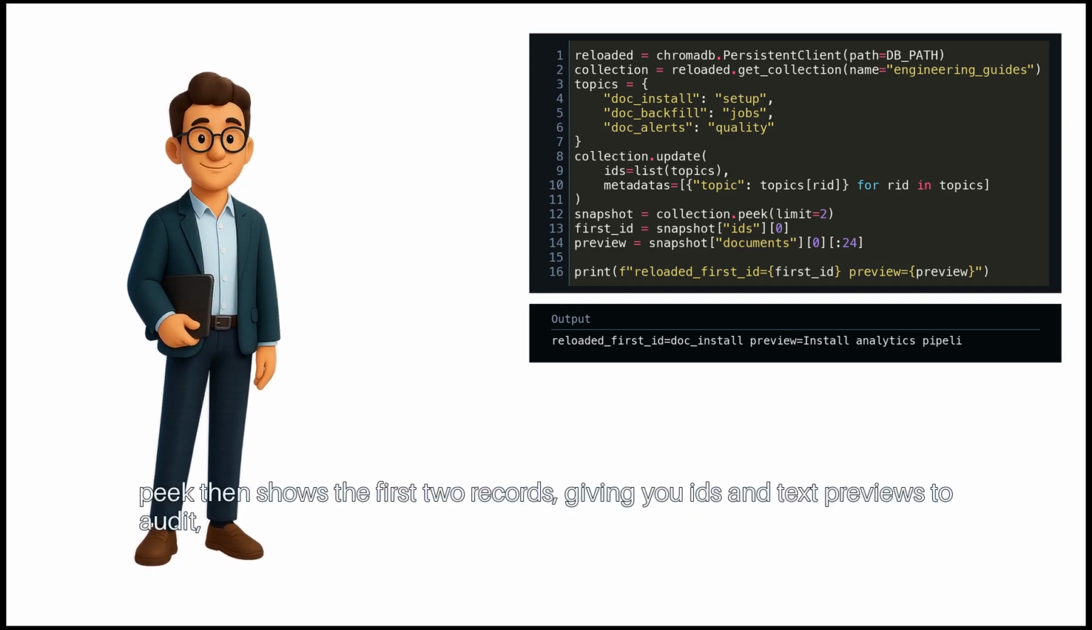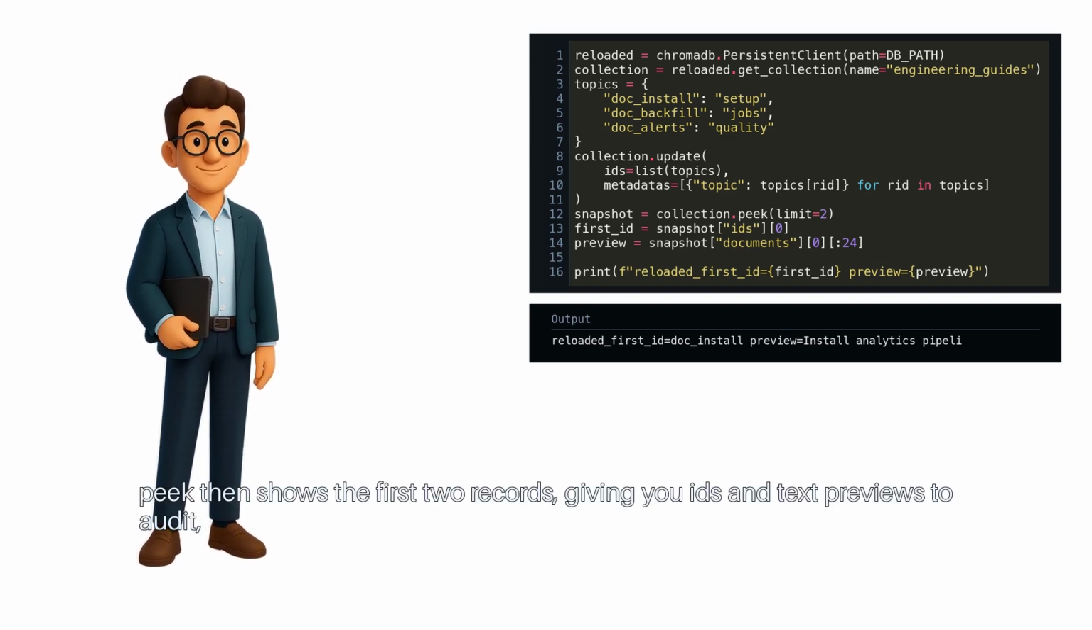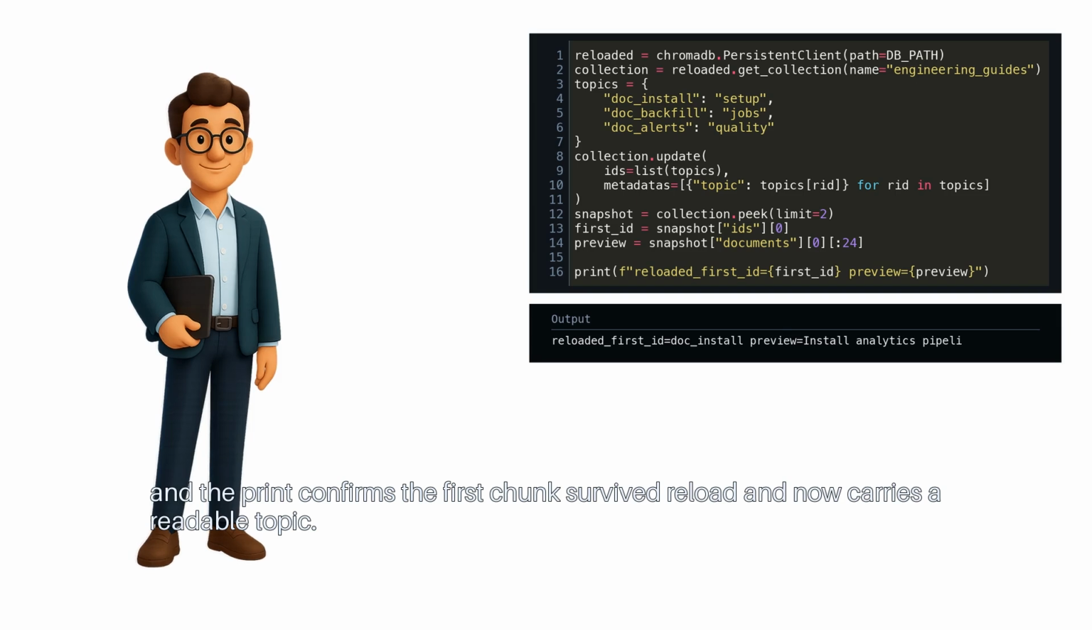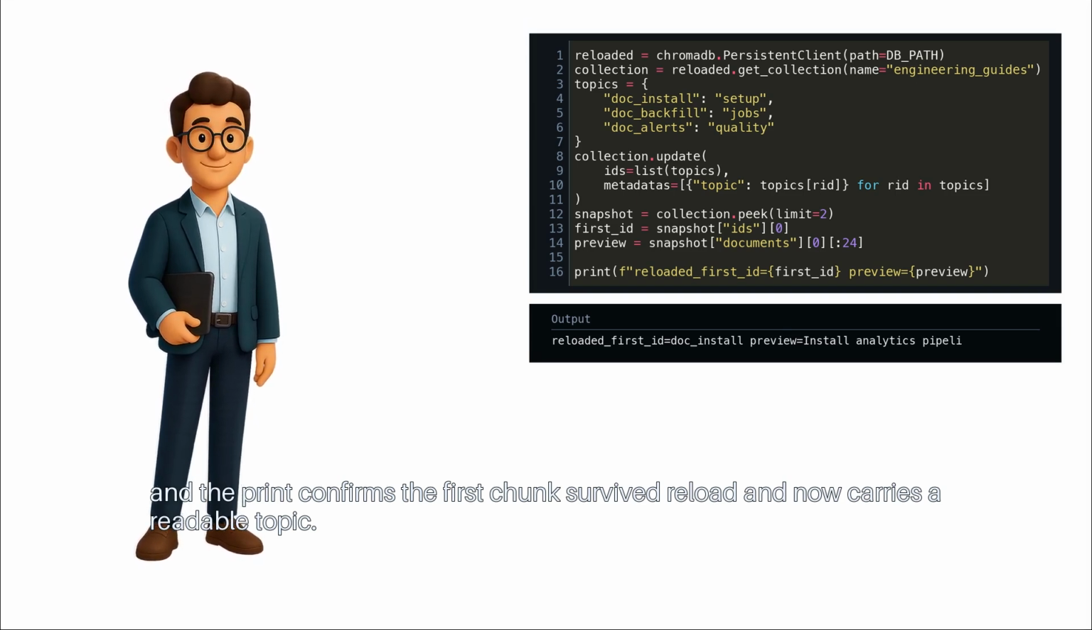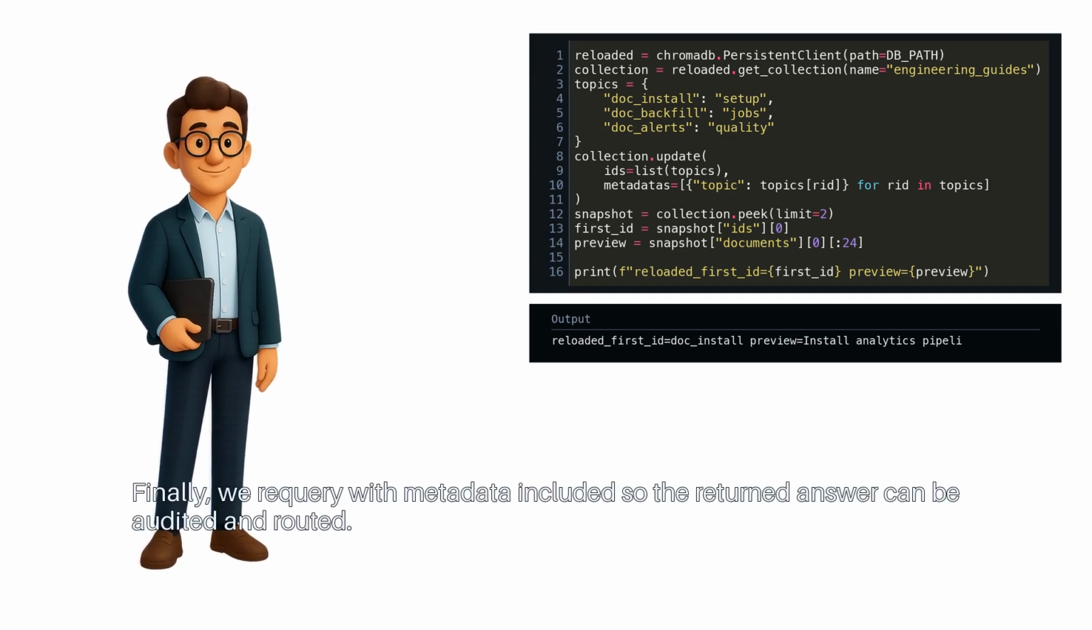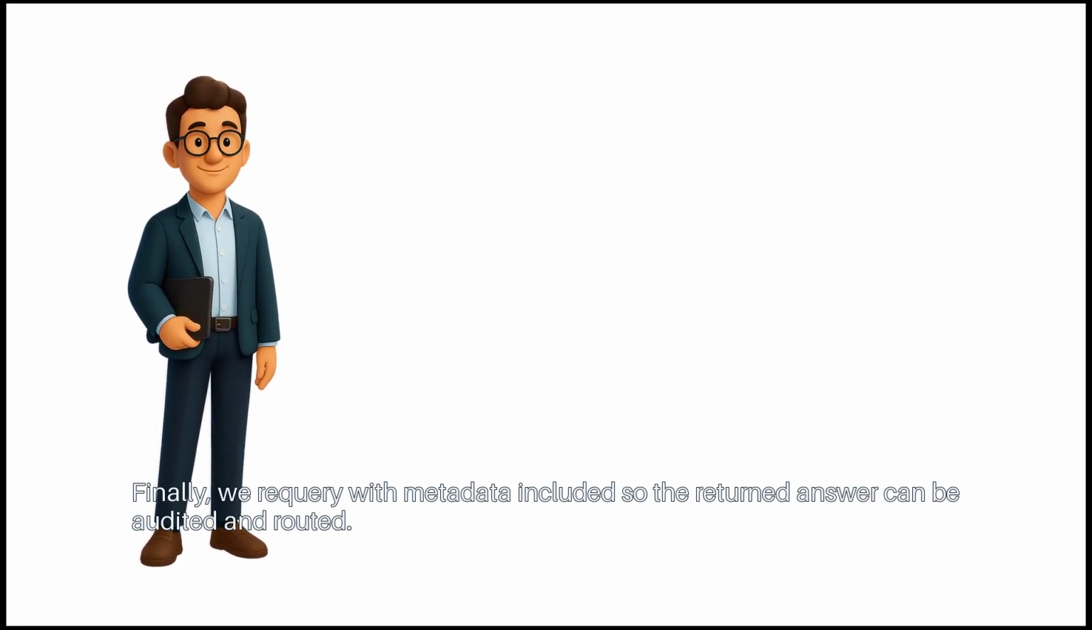Peek then shows the first two records, giving you IDs and text previews to audit. And the print confirms the first chunk survived reload, and now carries a readable topic. Finally, we requery with metadata included, so the returned answer can be audited and routed.